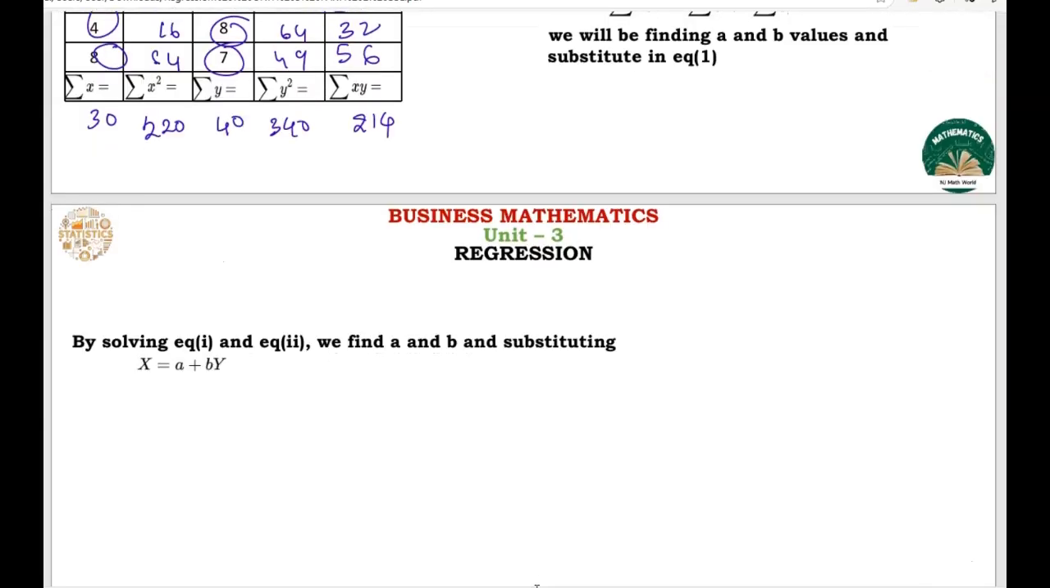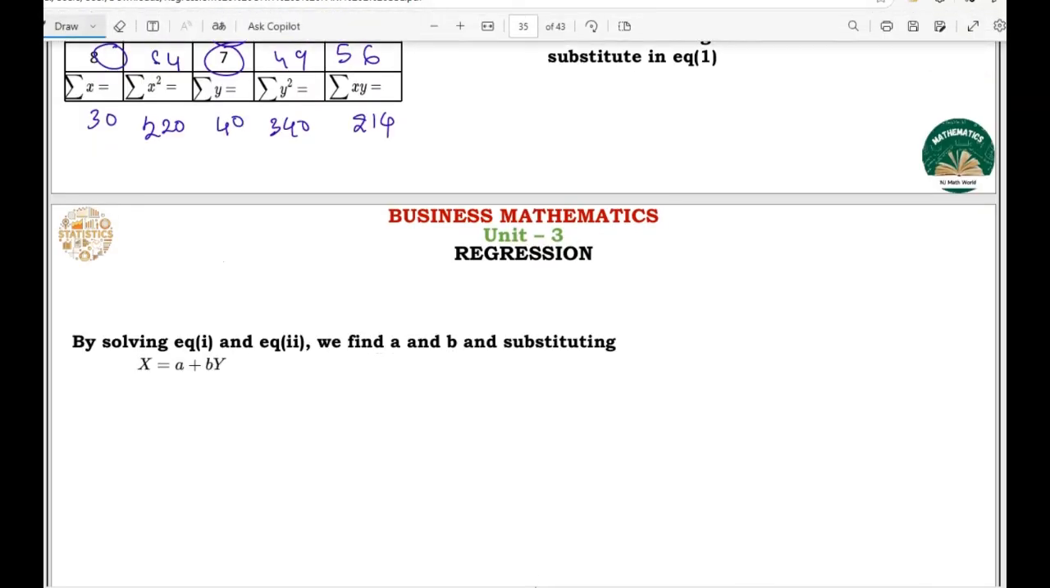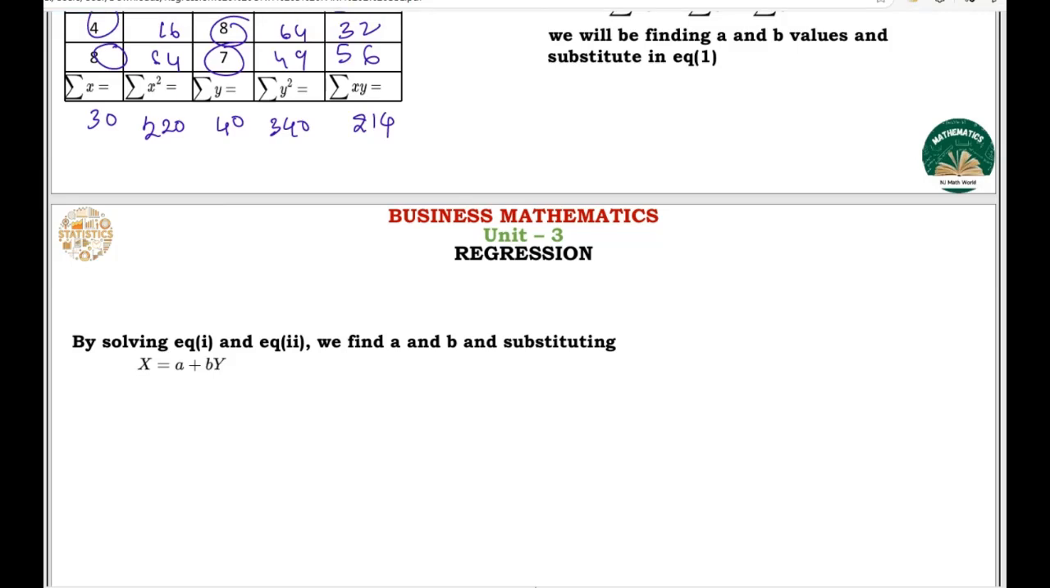So it is x minus x bar. x equals a plus by. So how to find a and b? We will be finding the a and b values by taking the normal equations. We have summation x equals na plus b summation y, and then summation xy will be a sigma y plus b sigma y square.